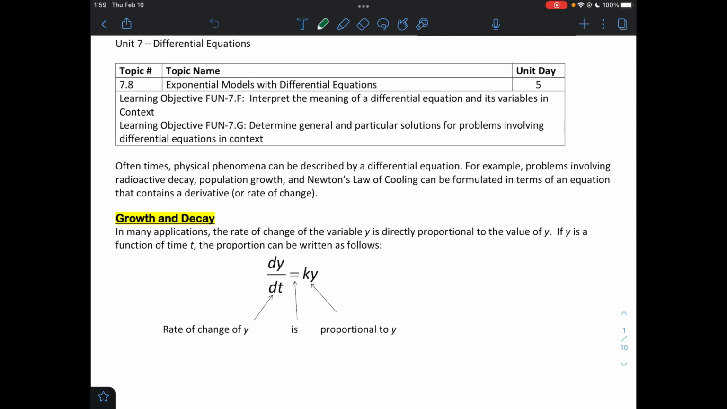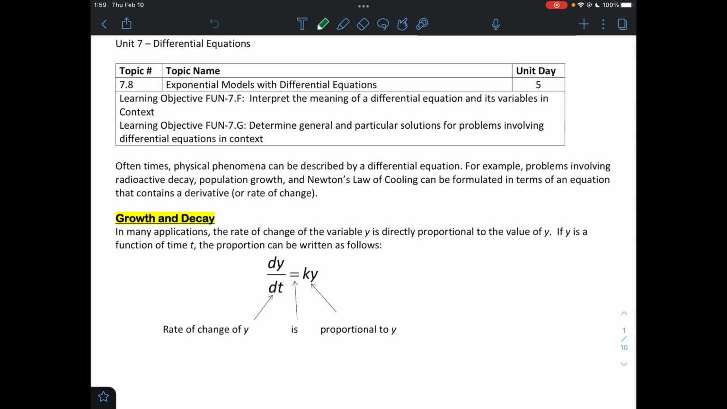This is the last topic in our 7th unit in Calculus AB. Topic's name today is called Exponential Models with Differential Equations. Okay, so we're going to continue on with our differential equations, but now we're going to basically look at exponential functions and where they come from.